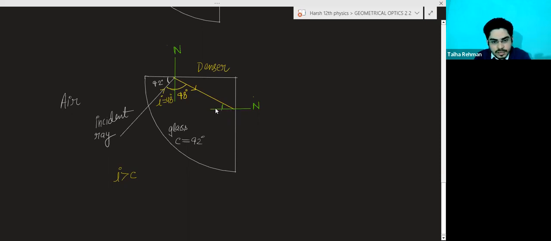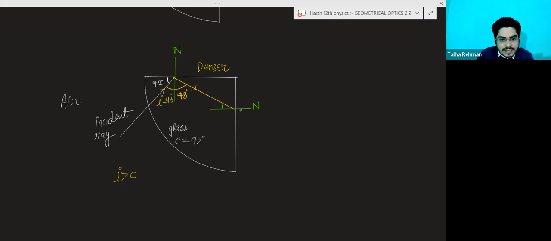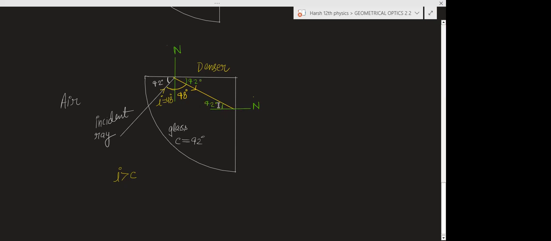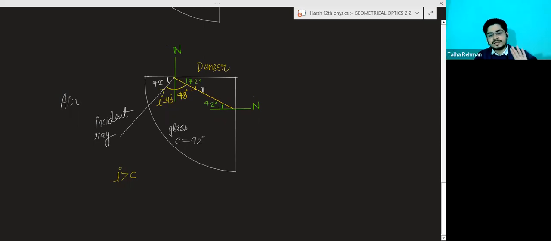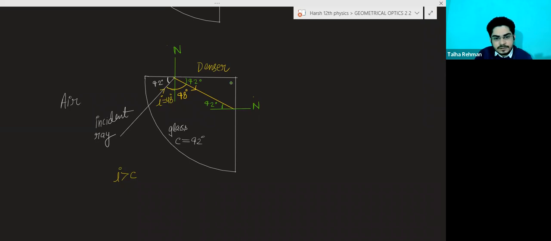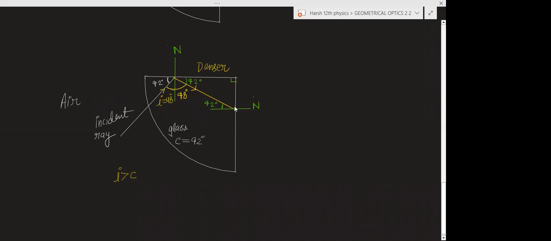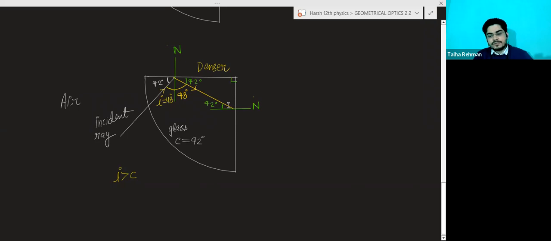Now see, this line and this line are parallel, and this angle is 42 degrees. So this angle will also be 42 degrees, because these are alternate angles. In another way also you can find this angle. You can take this triangle, and this angle is 90 degrees. You can find this angle. When you find this angle, you will get 48 degrees, and when you subtract that angle from 90, you will get 42 degrees.